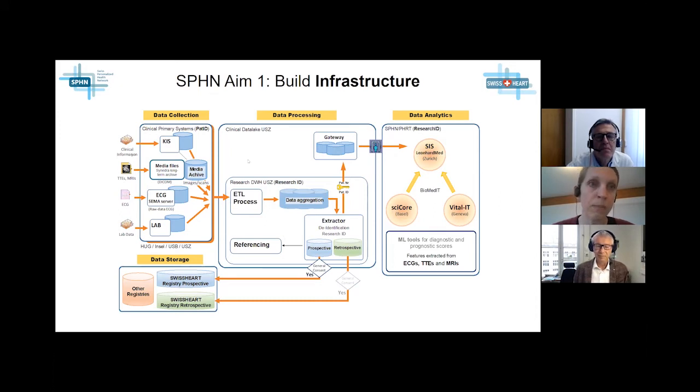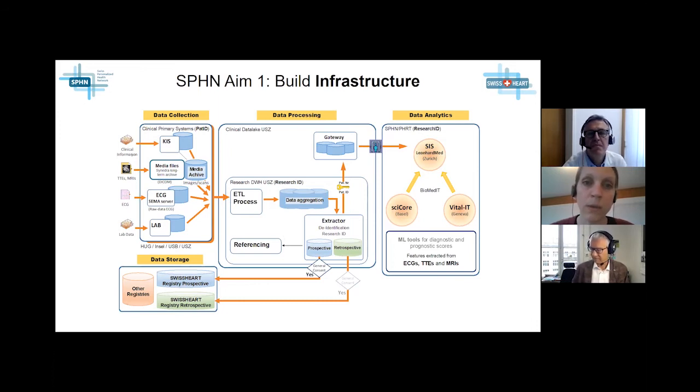The processes that need to be set up include, for example, an automatization of data collection, so the export of data from the primary clinical system to the data lakes, to the clinical data warehouses, but of course also, as Christian just pointed out, harmonization of the data, to make the data interoperable on the level of your data storage, as is the case for the SwissHEART registry.